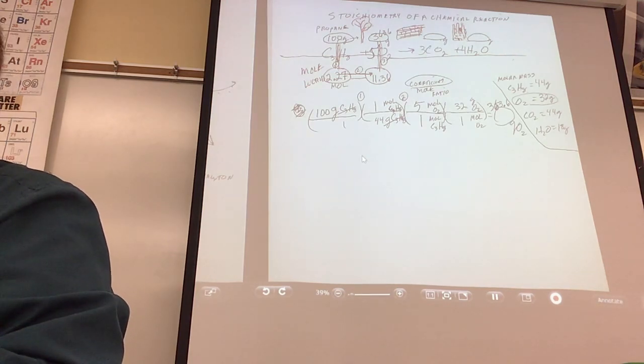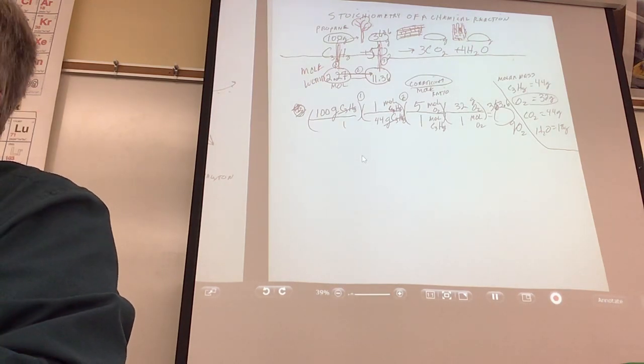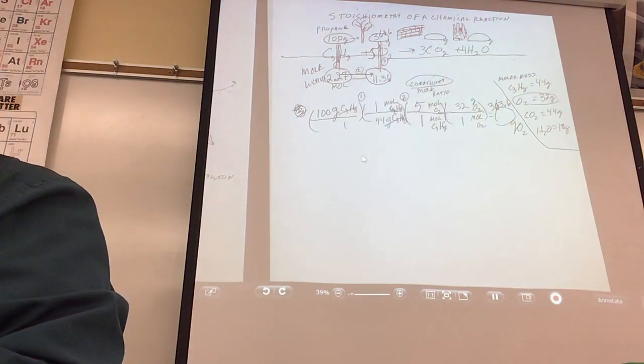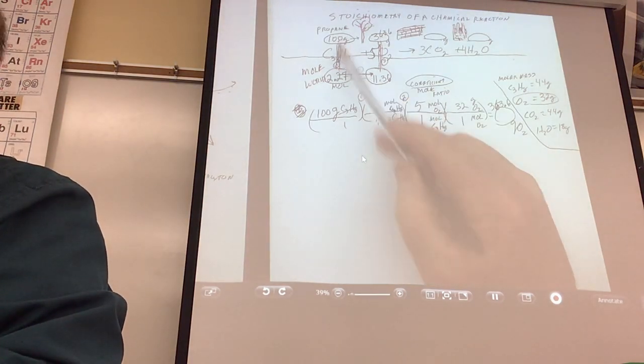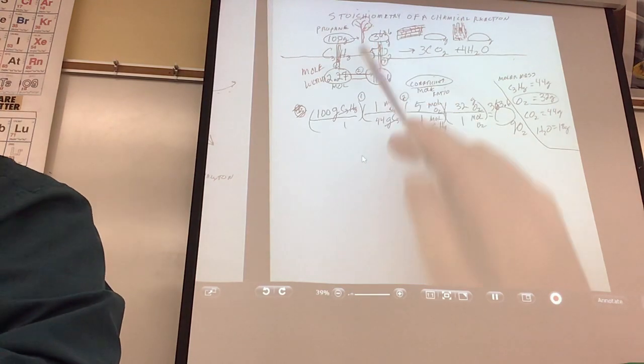Because there's a tree in the way. And I want you to remember that. It's stupid, isn't it? You can't go from grams of this to grams of that. Just tell yourself, I can't. There's a tree in the way. So we have to do it this way. Grams of this to moles of that. Moles of that to moles of that. Moles of that into grams of that. That's how you have to do it.